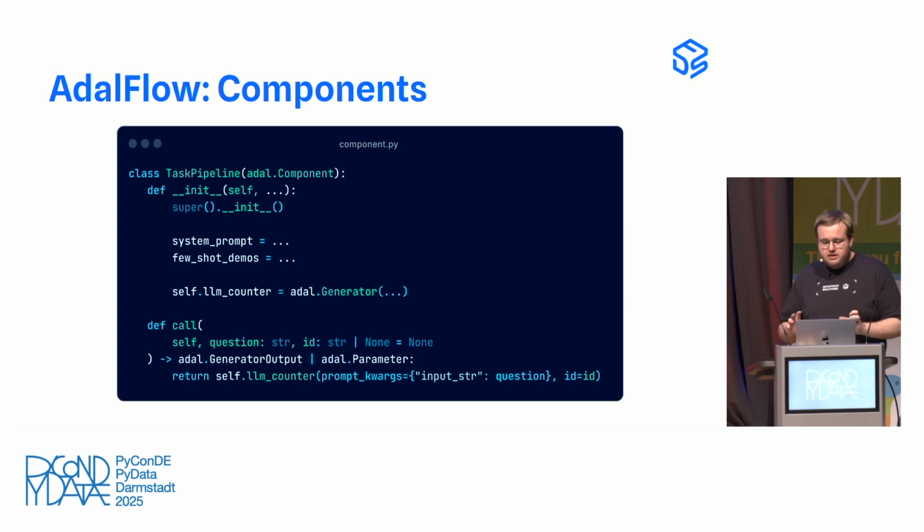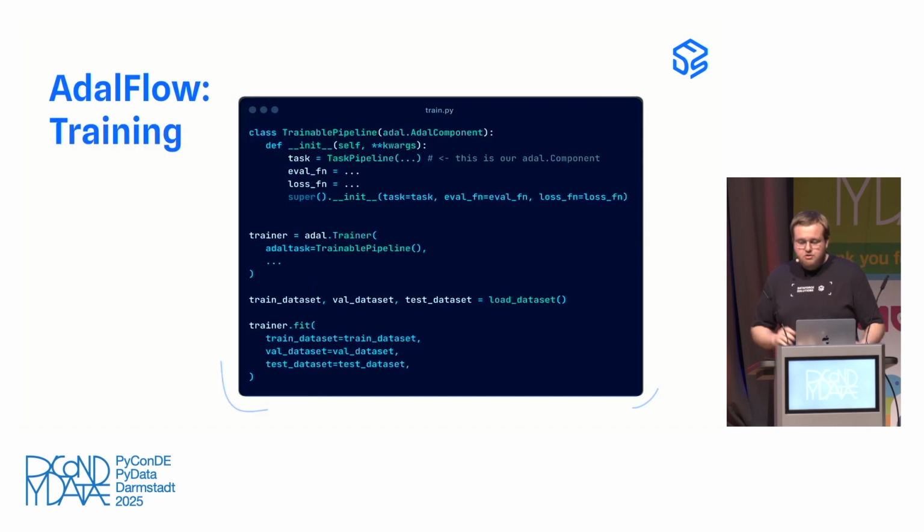The functionality related to a certain pipeline can be encapsulated in a component, which is an equivalent of a module. Finally, in order to optimize our component, we first need to wrap it into another AdalComponent. This AdalComponent is a special case of the component which expects the component that needs to be optimized, the evaluation function, and the loss function. Finally, when we have our AdalComponent, we can pass it to the trainer and call fit on the trainer. This might look a little bit too verbose. However, it's actually not that different from what we've seen with other frameworks earlier.